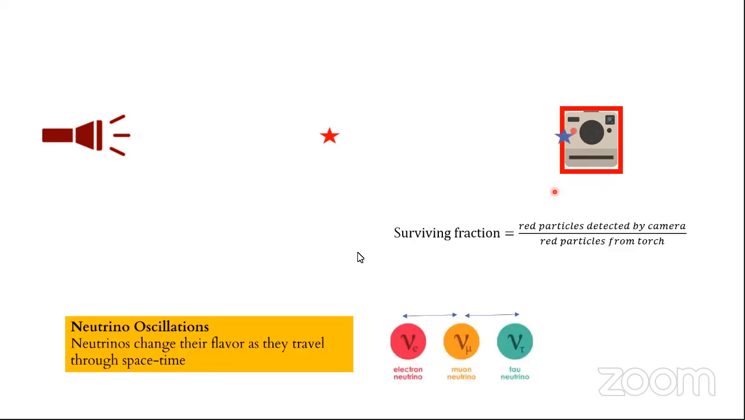In neutrinos, the color that changes is what we call the flavor. Neutrinos change flavor as they travel through space-time. There are three flavors of neutrinos: electron neutrino, muon neutrino, and tau neutrino. As an electron neutrino travels through space, it can convert into a muon neutrino, or it can also convert to a tau neutrino. It happens to the muon neutrino also. If you shoot a muon neutrino through space-time, it gets converted into an electron neutrino or a tau neutrino, and so on and so forth. This is what we call neutrino oscillations. The change of flavor as a function of distance is what we call neutrino oscillations.